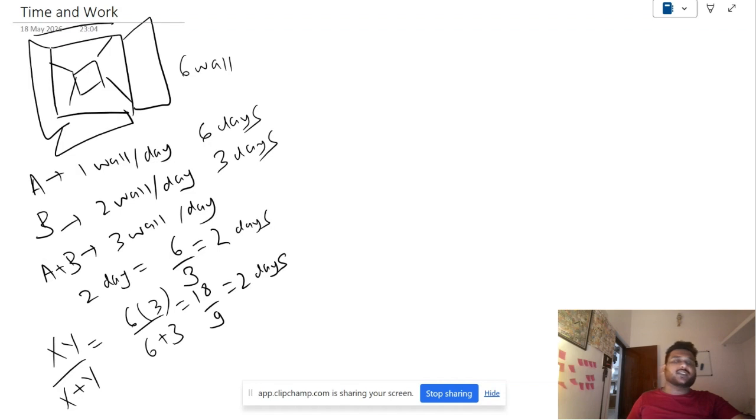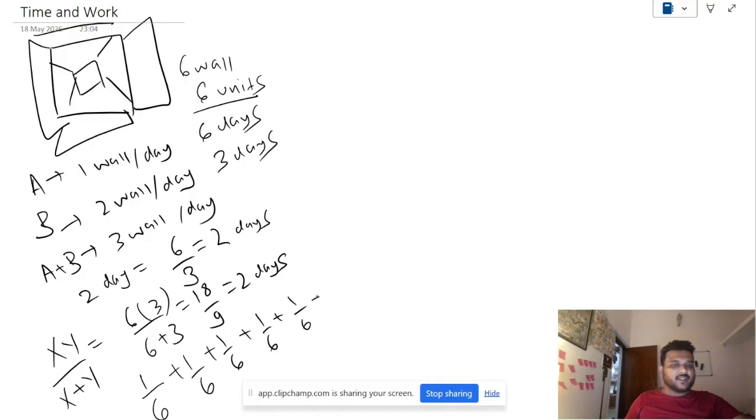In fact, to understand the concept even deeper, look at the total amount of work not as walls but as units. So let's say there are 6 units of work. A does 1 unit of work, B does 2 units of work in a day. So A's one day work, can we say it is 1 unit upon six, the total number of units? So A's one day work is 1/6. So this continues for 6 days, and then the work is done. So always total work we say is 1/6 into what can give me one. So here we will say six. So six is the number of days.